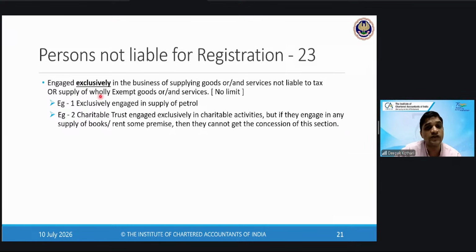A person who is exclusively into the business of supplying goods or services which are not liable to tax. That means if you are supplying exempt supplies, fully exempt supplies only, then you need not take registration. If you make a taxable supply, then you will have to take it. But if you are doing only exempt supply, you need not take a registration. Enrollment number required? No, even an enrollment number will not be required.